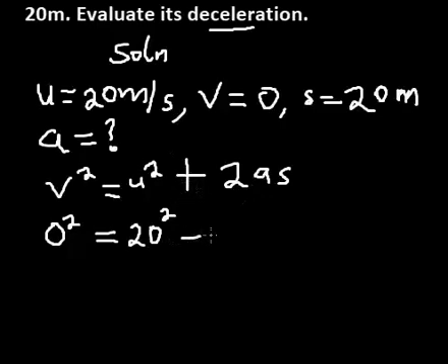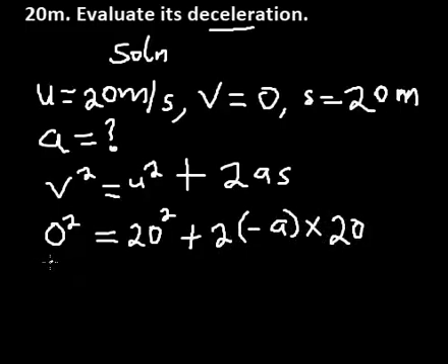So please take note of that. Or better still, let me come here and put that. Okay, so minus a. Please take note of that. Of course, times the distance, which is 20 meters. Okay, so it's gonna be 0. Okay, 20 square is 400. Okay, plus times minus is minus. Okay, so that's minus 2 times 20 times a.